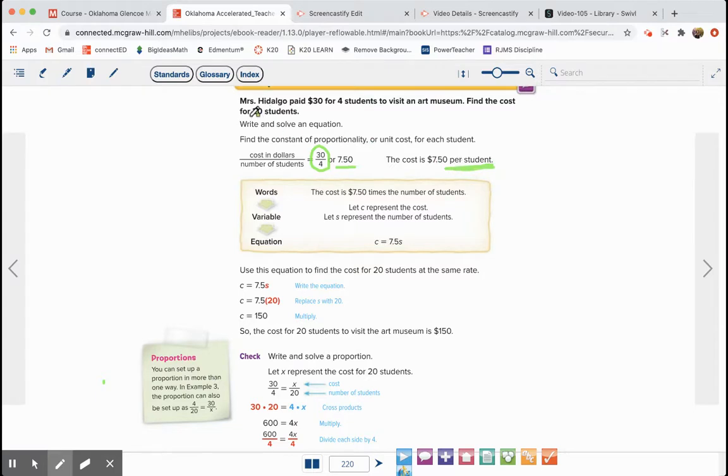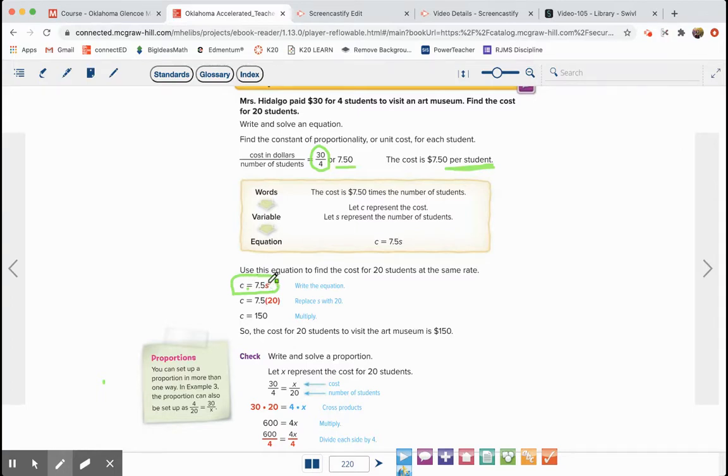Okay, well, we haven't answered the question. It wants to know for 20 students, but first it wants me to make an equation. So you have to know for 1 per student. So how do we do that? Well, the total cost is going to be $7.50 times however many students we have. So our equation would be this: C, the total cost, equals 7.5 times the number of students. They said S, you could put X, it doesn't matter.